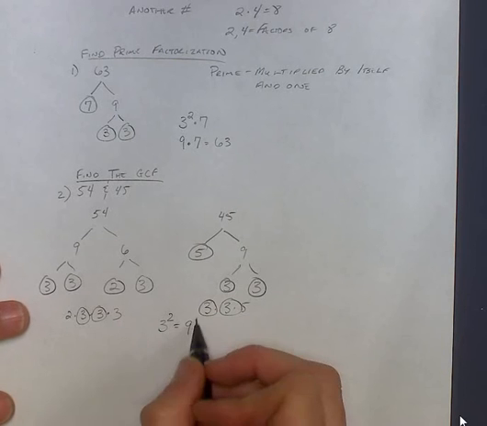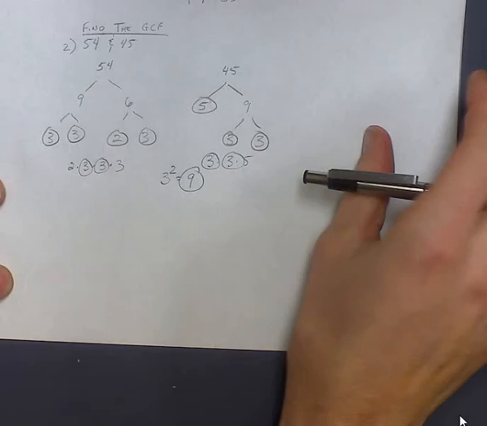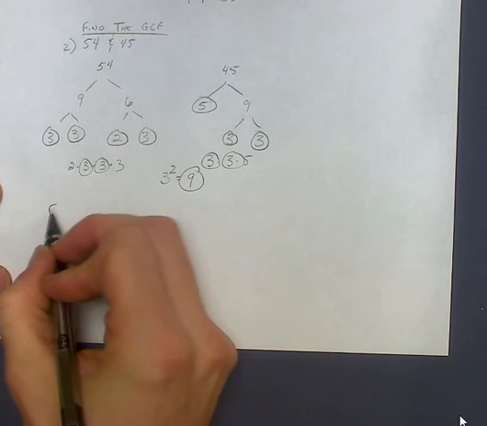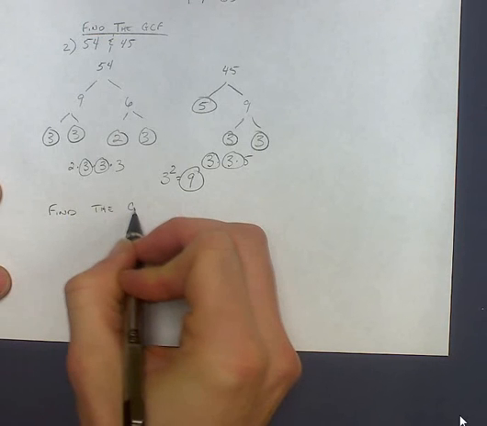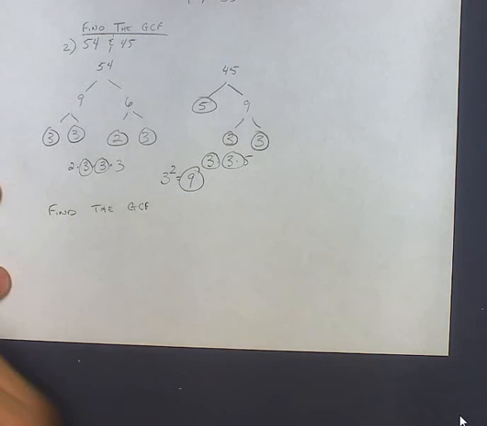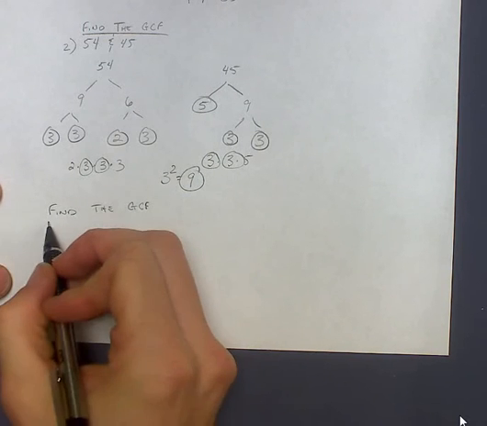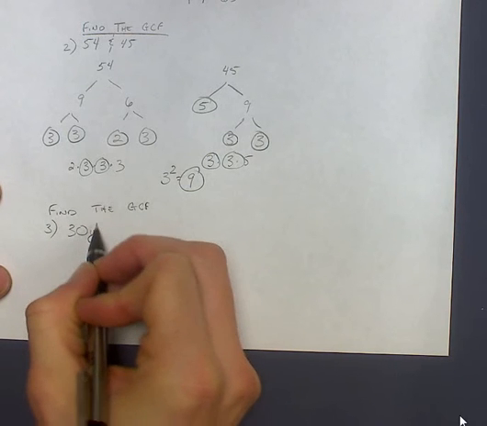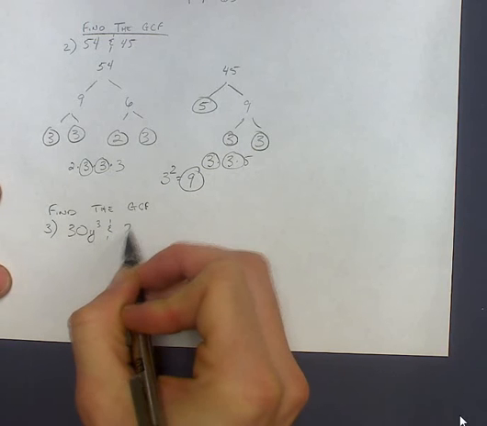We're going to take that one step further. And the last thing that I'm going to show you for this is how to find the GCF using polynomials. We're going to look at 2 different monomials and we're going to try and find a GCF for both of those. We're going to look at 30y cubed and 20y squared.